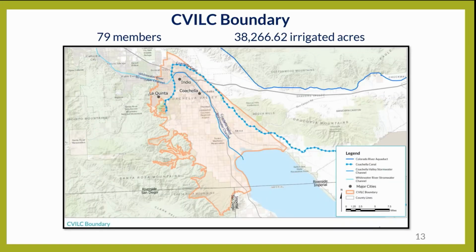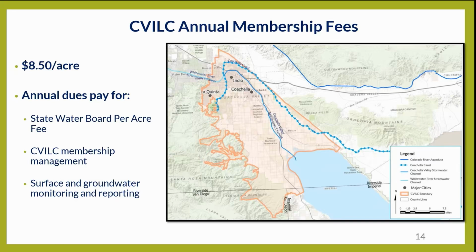This is the coalition boundary, and currently we're at 79 members, and we cover about 38,000 irrigated acres. Your dues are $8.50 an acre, and like I said before, it covers your state board fee, so that is built into your membership, and then your groundwater and surface water reporting and monitoring.